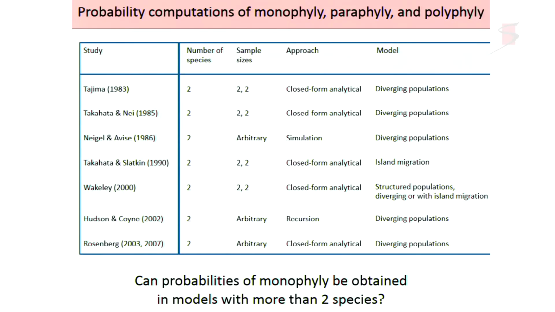And just looking back at our table, one of the columns in this table is number of species, and all of these studies had really only been looking at two species. There's a couple of calculations with three in the literature, but really all the main ones have two. So can we look at probabilities of monophyly, paraphyly, polyphyly in models that have more than two species in them?